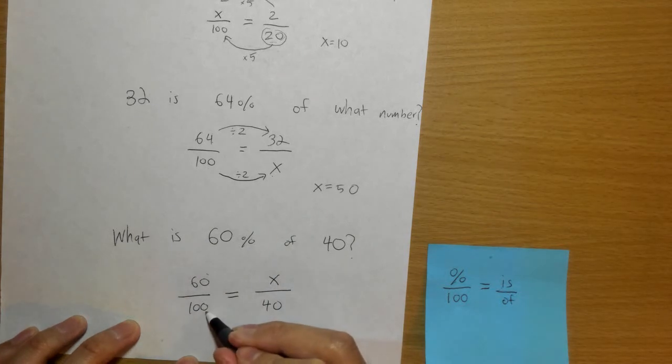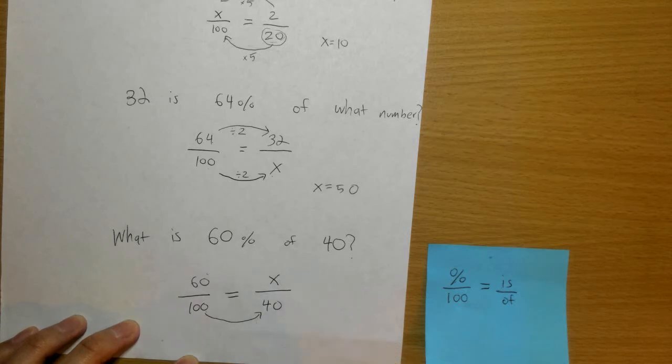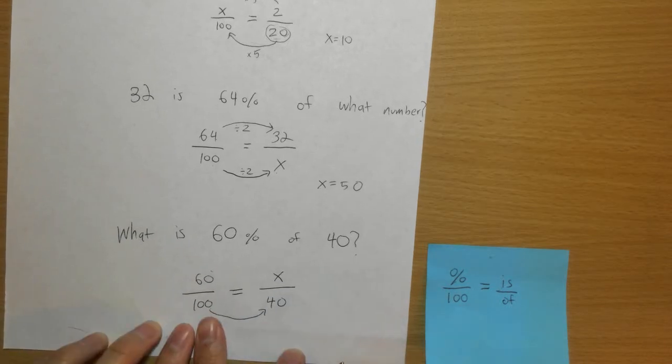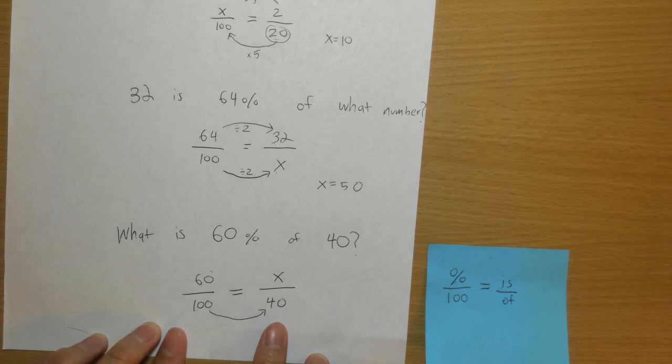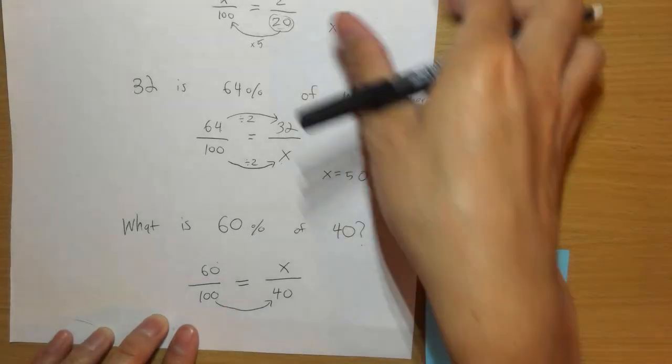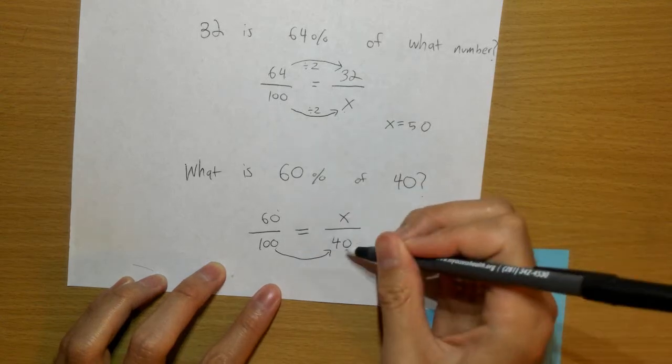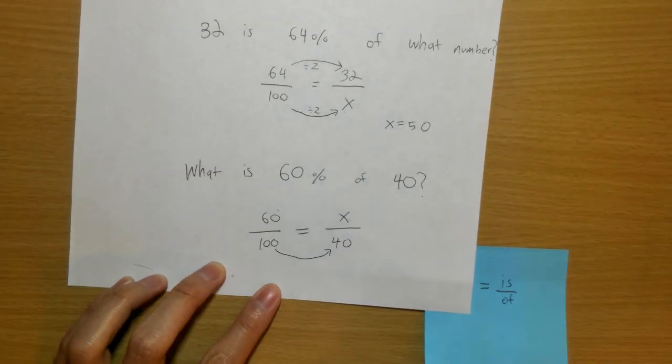However, going from 100 to 40 isn't so clear cut. I can't divide by a whole number, like 100 divided by 2 is 50. So how do I get from 100 to 40? In these types of situations, when there's no clear cut pathway, what you gotta do is this trick called cross multiplication.